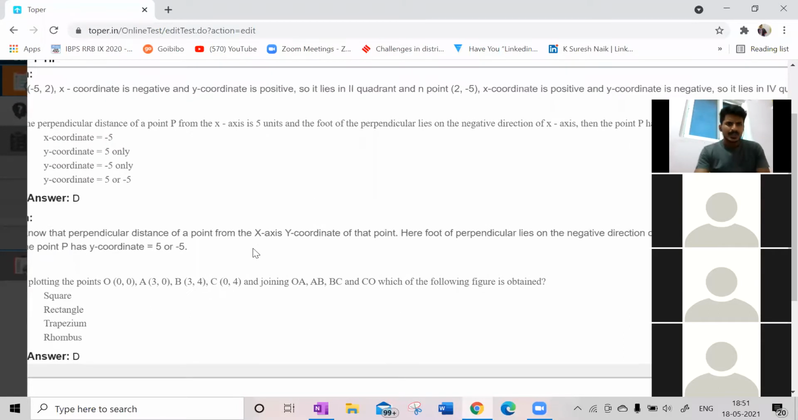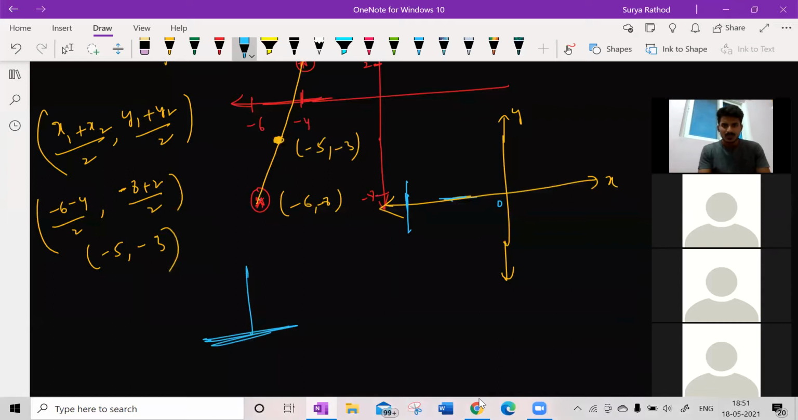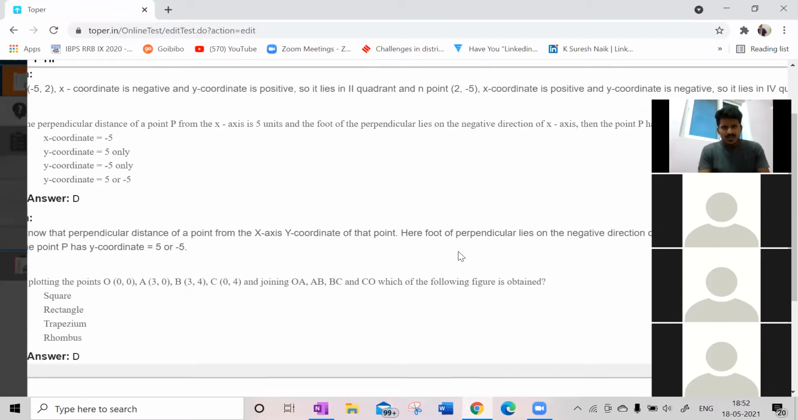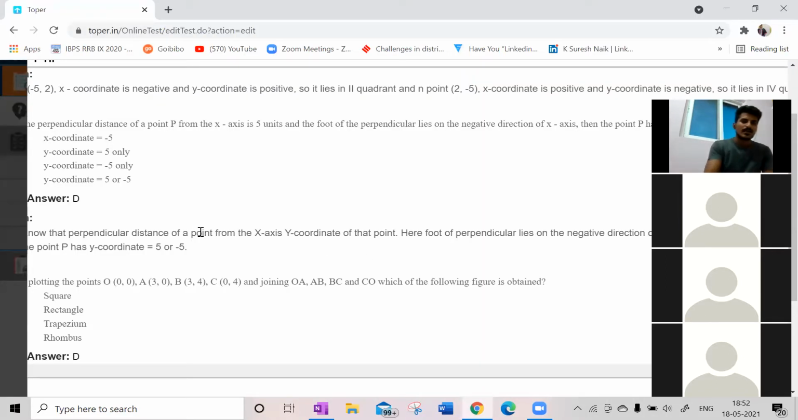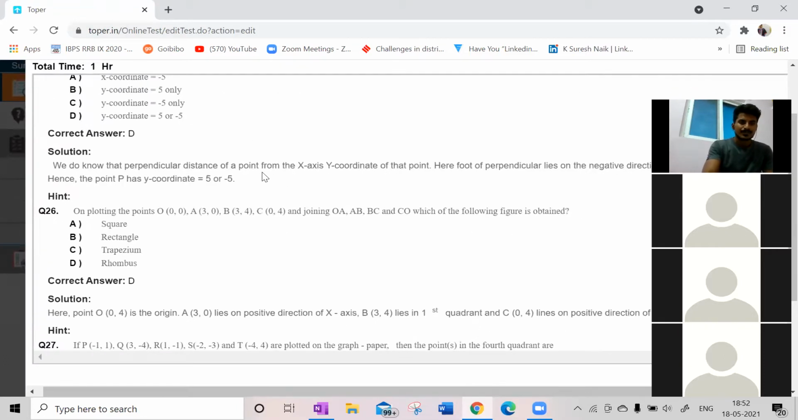The distance of a point P from the x-axis is 5 units. This is my x-axis. This will be the 5 units. The foot of the perpendicular lies on the negative. Very good. See, we made the diagram itself wrong. So option D is correct. Absolutely, option D is correct. Why? Because it is the negative direction, right? So it could be 5 here, anywhere, but the distance is 5 units from the x-axis. Yes, sir, so I mean to say that both A and D are correct. Yeah, you are right. So next question.